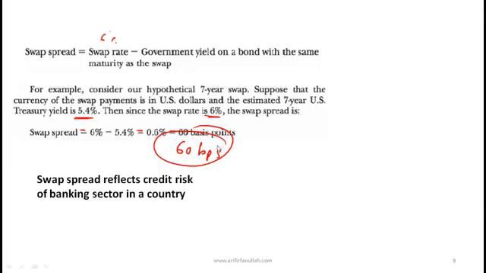So that's the swap spread. Now, what does the 60 basis points represent? Okay, the swap spread represents the credit risk of the banking sector in a country. Okay, why do we say this?